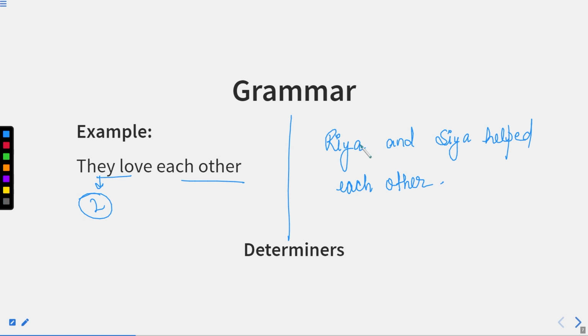But in this case, Ria and Sia, where it is definite that we are talking about two people only, each other is correct, but one another will not be correct. Whereas in this sentence, if I say they love each other, this is also correct. If I say they love one another, that is also correct. As I told you, they can be used interchangeably, but there is a different context. Which is the different context? The number of people. If they are more than two people, we use they love one another. And if I'm using it only for two people, they love each other.